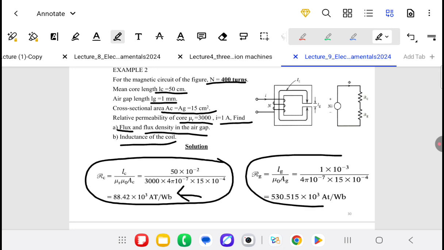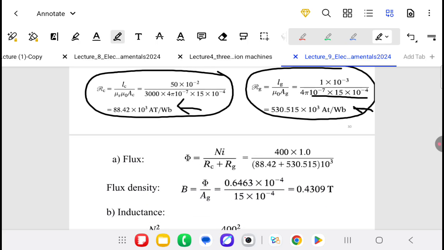For the reluctance of the other part, which is the air gap, we have the length of the air gap. The permeability of the air gap is equal to mu naught. This is a very important note: the permeability of air equals mu naught, and we have the area of the air gap, which is equal to 15 times 10 power negative 4. From the calculations, we can obtain the value of the air gap reluctance, which is equal to 530.515 times 10 power 3 ampere turns per Weber.